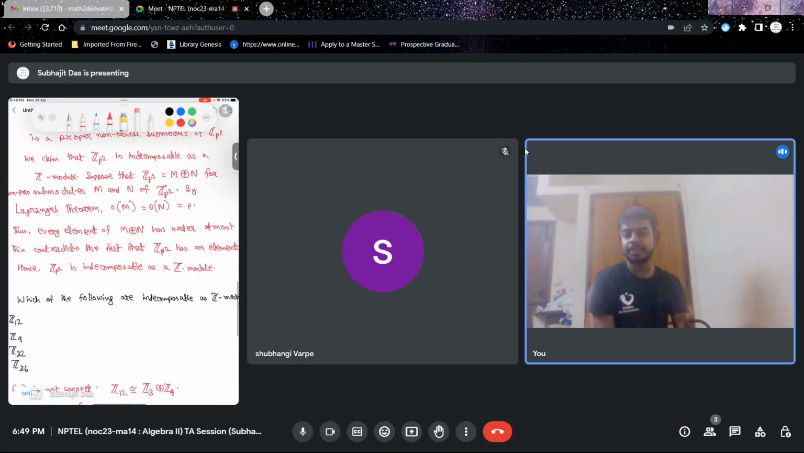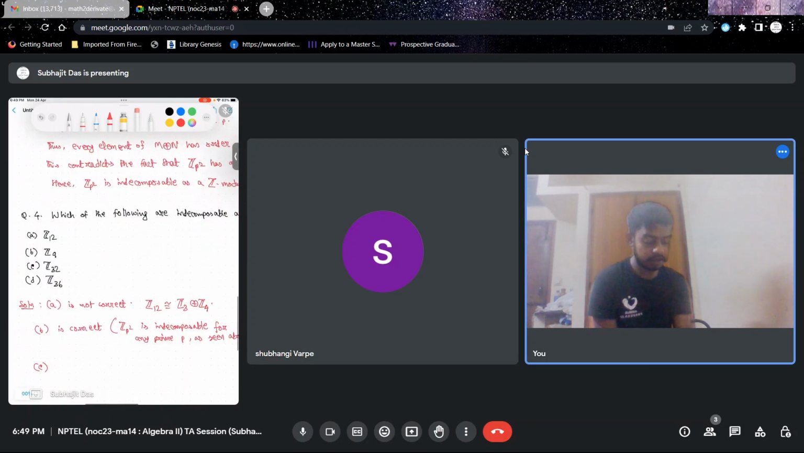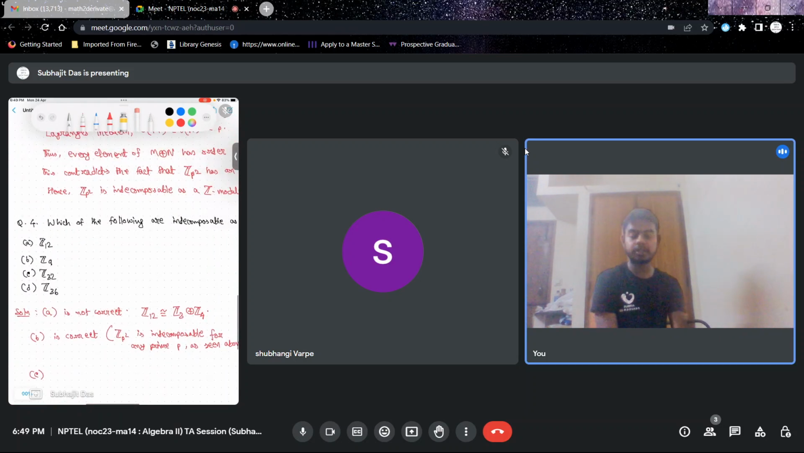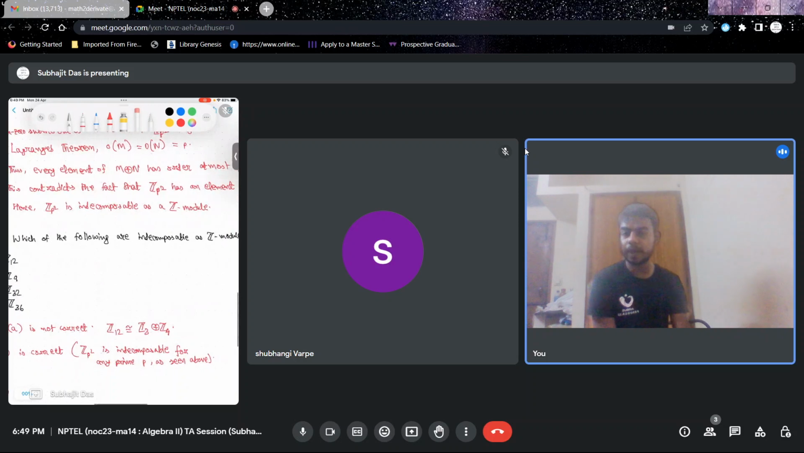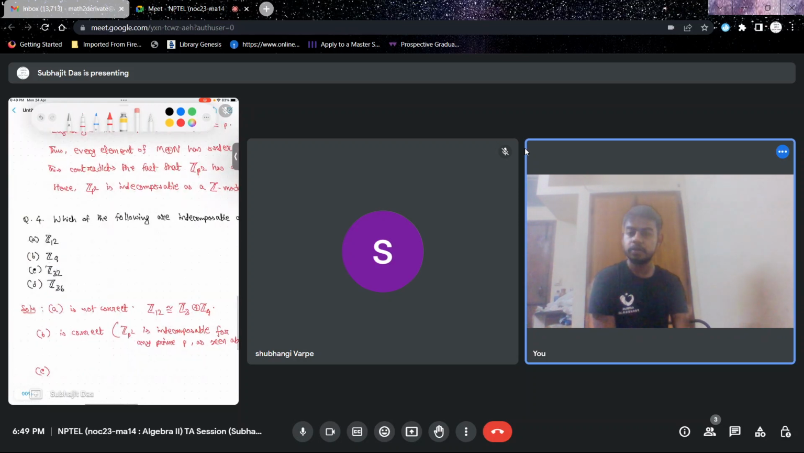So Zp square is certainly indecomposable. You can never write it as a direct sum of two non-zero submodules. Now what I was currently doing was problem 4, which asks you to identify which of the following Z modules are indecomposable. The first option is Z12, the second one is Z9, the third one is Z32, and the fourth one is Z36.